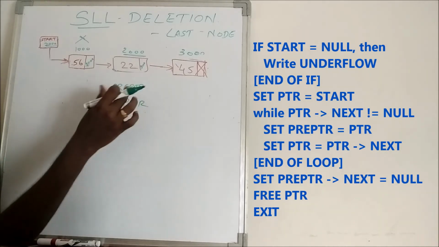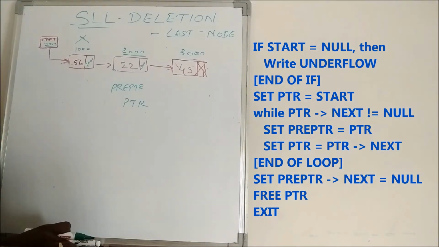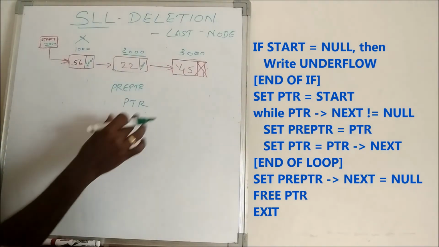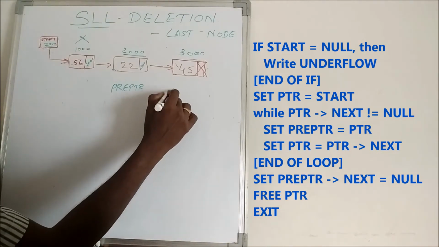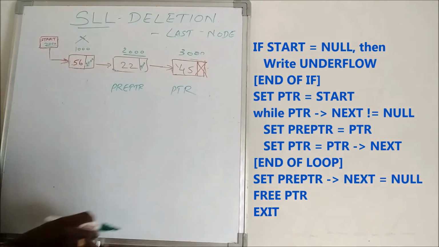Pre-pointer is equal to pointer, which means this will act as the pre-pointer. Next, pointer is equal to pointer next. So pointer is equal to pointer next, and hereafter this will act as the pointer.